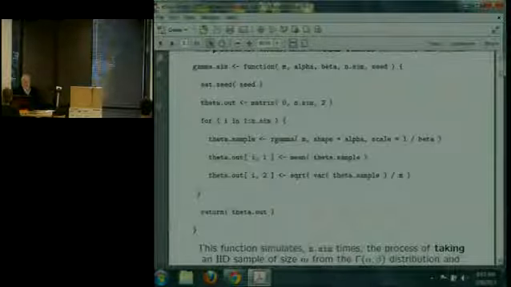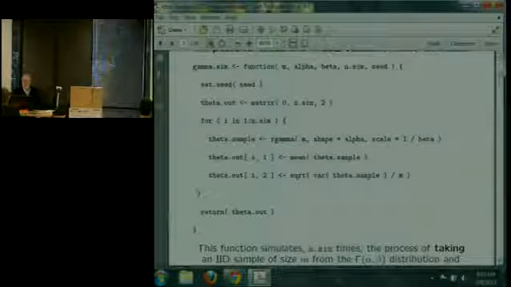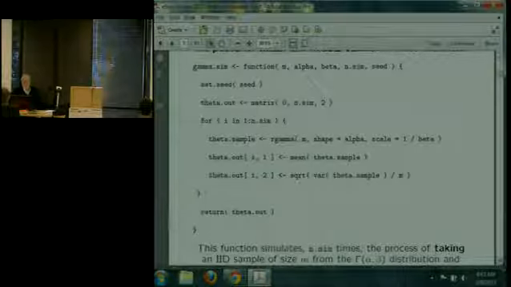And I can do that by making it a matrix filled with zeros. So the first argument in the matrix function is what you want to fill the matrix with. And then the next argument is how many rows you want it to have, in this case n.sim, and how many columns is the next argument do you want it to have, namely 2.